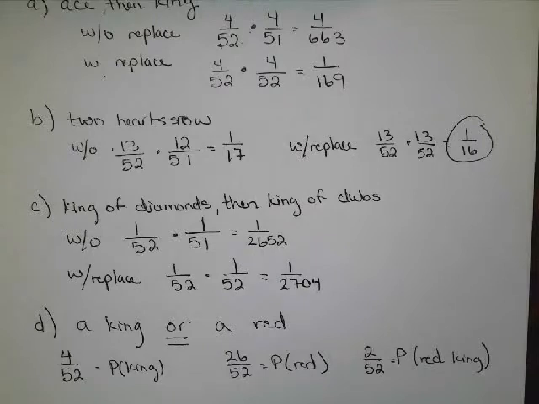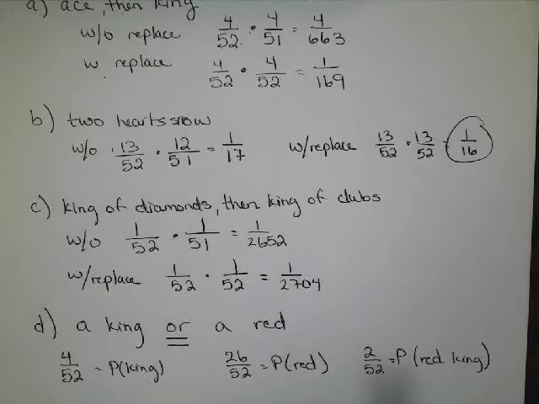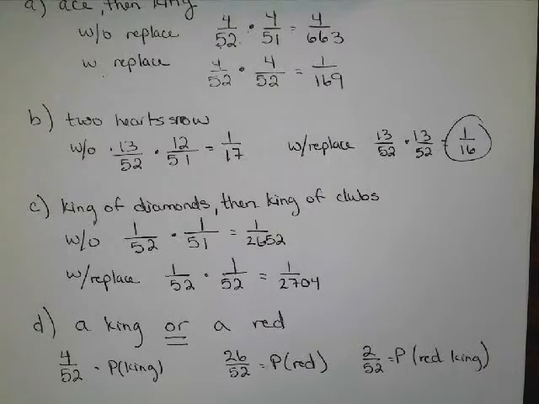The reason I care about that is because I need to subtract that overlap. Because both of these things can happen, I can have a king and a red card, and a red king card. This is an inclusive event because we're including both of the events happening. However, I need to subtract that overlap so I don't count it twice.